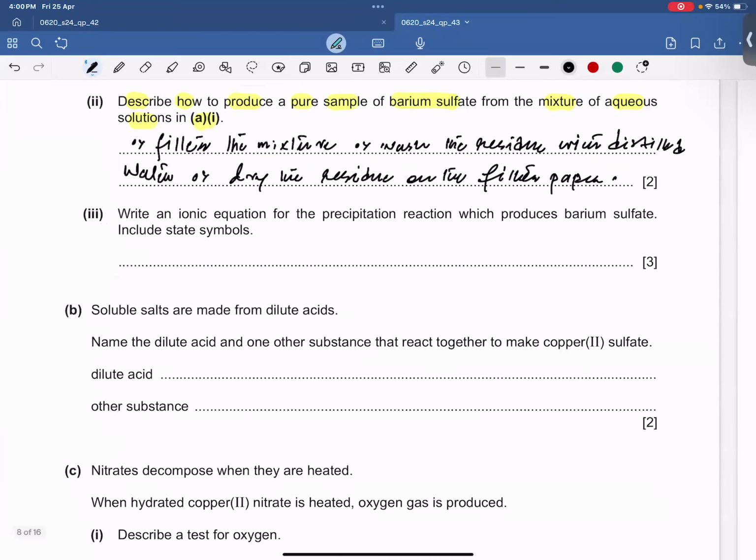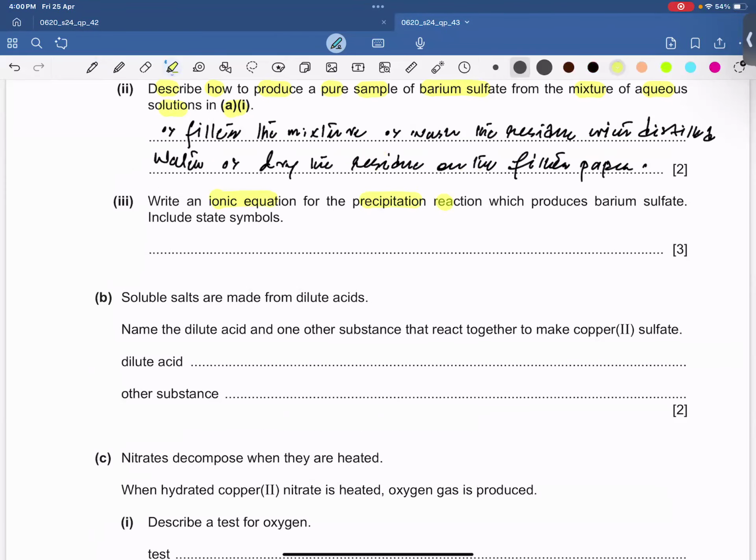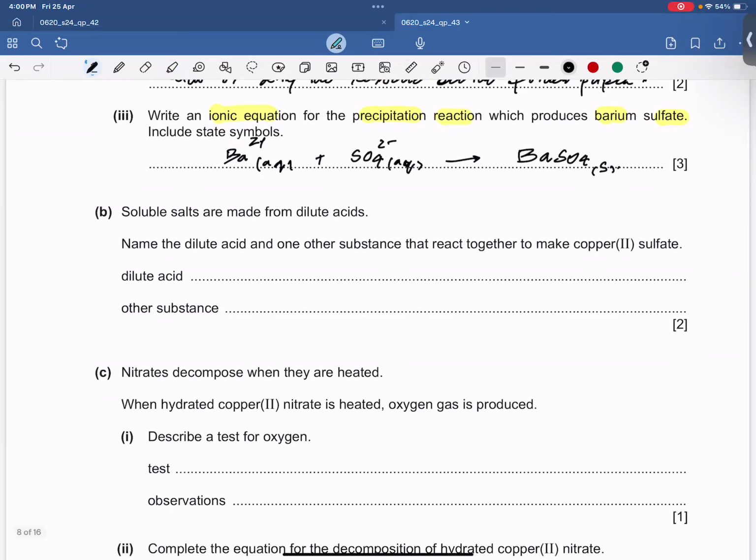Okay. Write an ionic equation for the precipitation reaction which produces barium sulfate. So for barium sulfate, I need barium ions. Medium is aqueous. I need sulfate ions. Medium is aqueous. And obviously barium sulfate is formed. It is a precipitate, so it is solid.